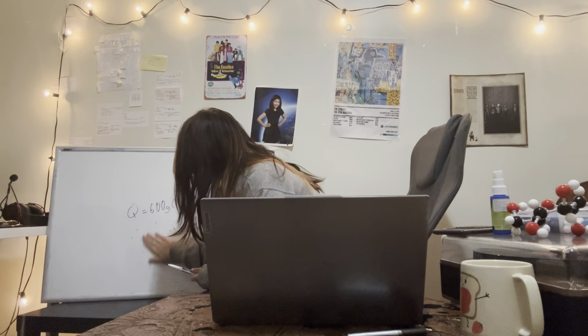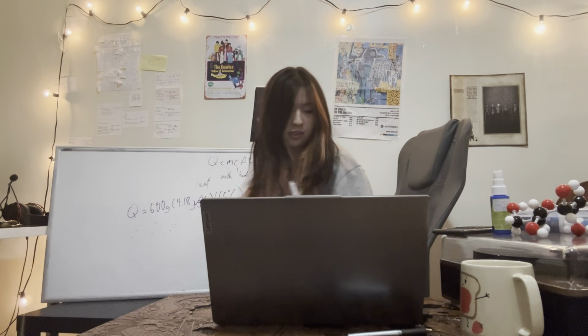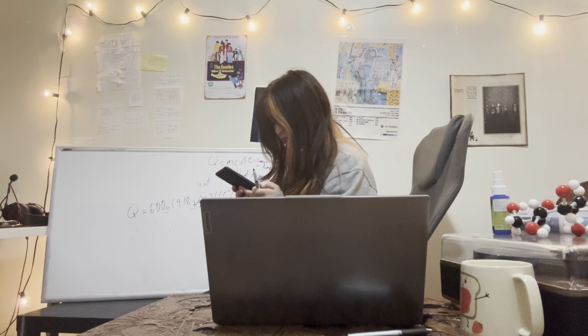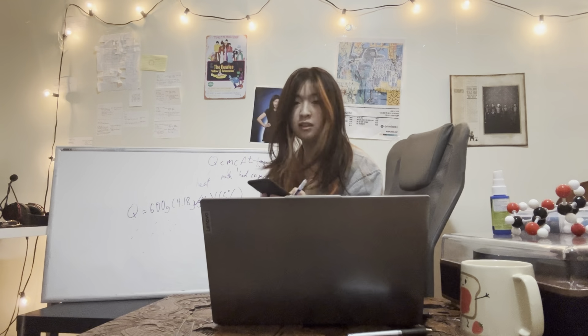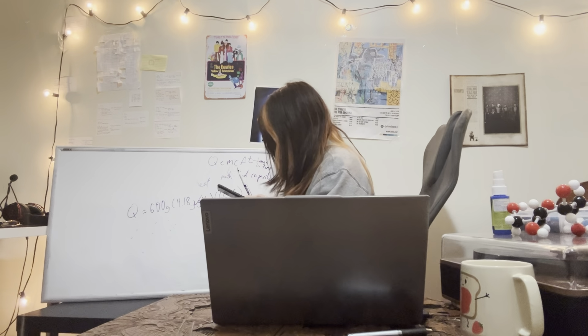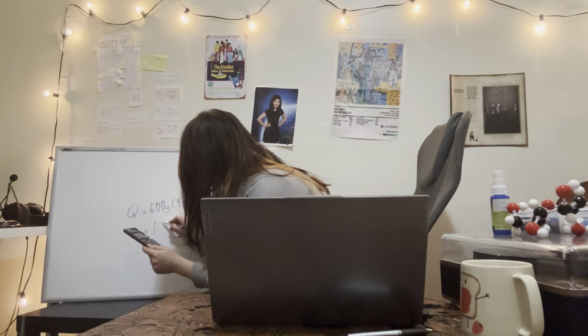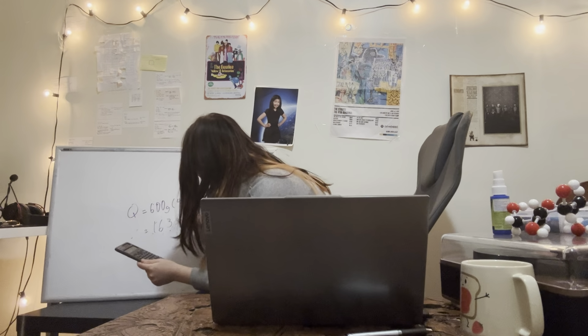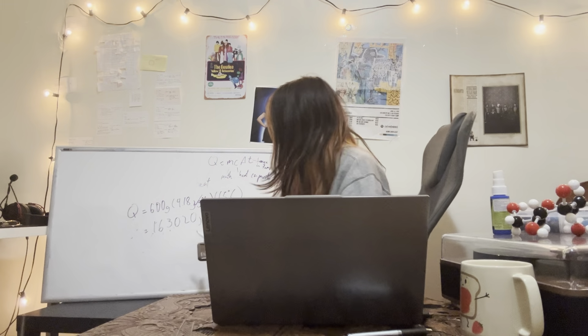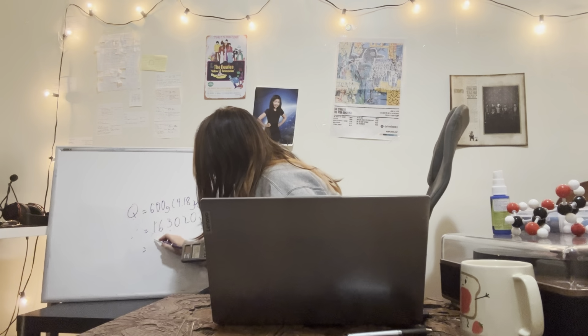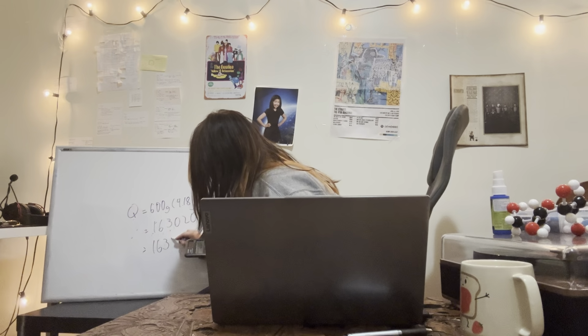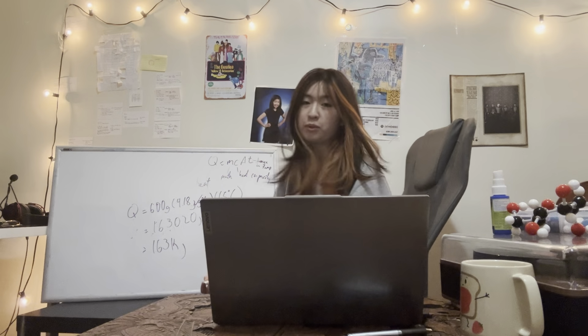So all we have to do really is just plug this into our calculators. 600 times 4.18 times 65. And we get 163,020 joules. And since that's such a huge number, we might as well just convert it into kilojoules, which would be 163, since we're rounding.